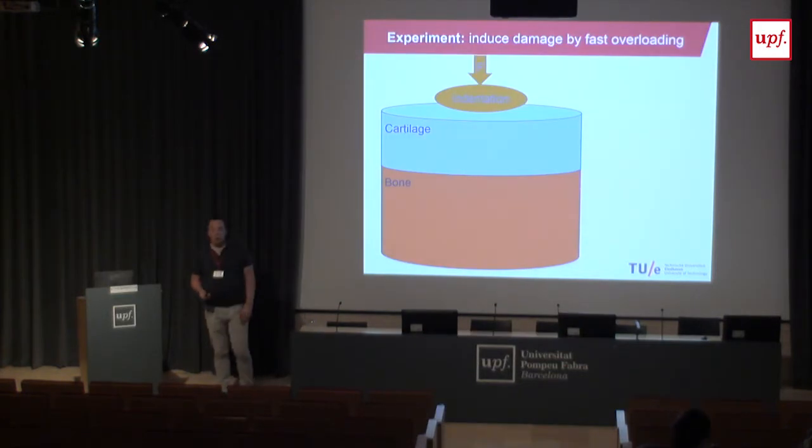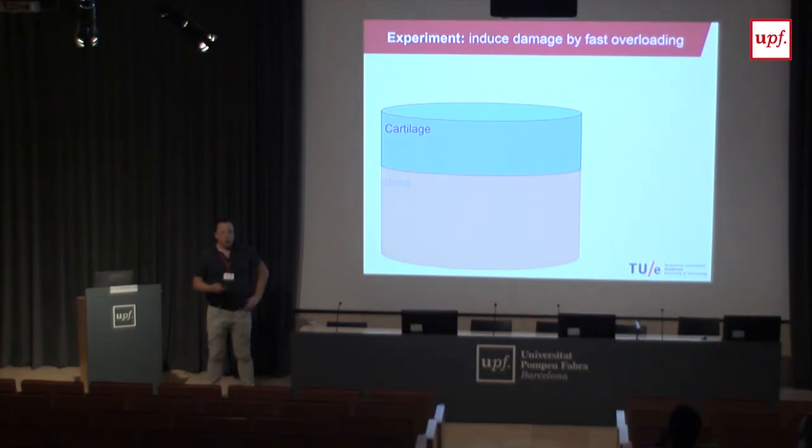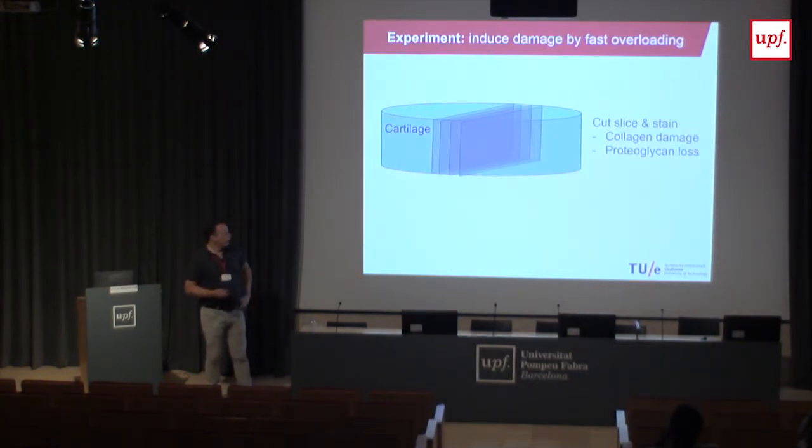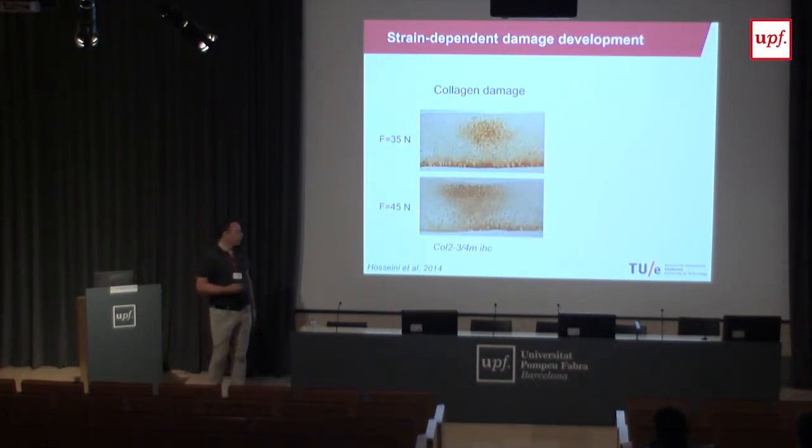So we have this model, but we also do an experiment, of course. In the experiment, we take cartilage which is attached to bone. We load it with an indenter. We cut slices, and then we stain for the damage of the collagen and for the loss of proteoglycans from the tissue. If you stain for damage in the collagen, you get a stain like this. And the brown stain means that that is damage.